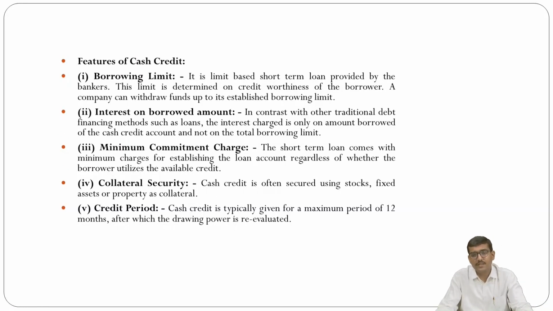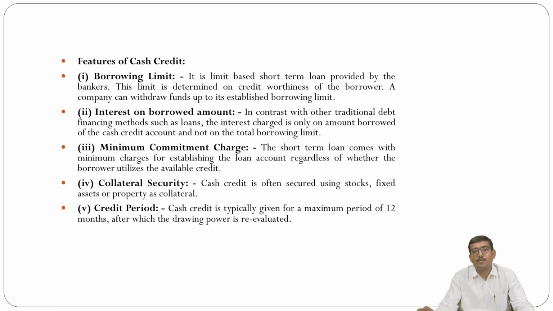Okay. Then the main features of cash credit are, first, borrowing limit, second, interest on the borrowed amount, then minimum commitment charges, then collateral security and credit period. The borrowing limit means it is the limit of the short-term loan provided by the banker. This limit is determined on the creditworthiness of the borrower. A company can withdraw funds up to its established borrowing limit.